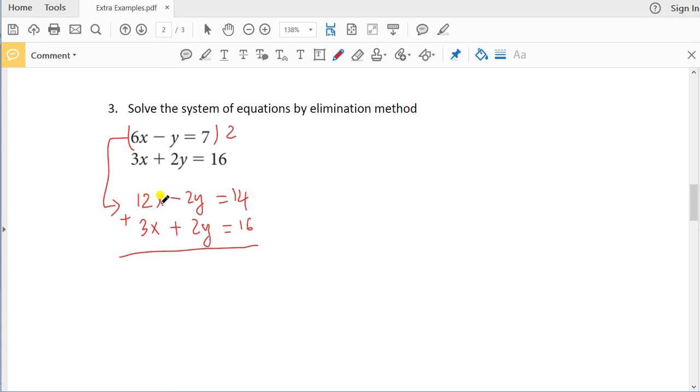Now we only have 12x plus 3x, or 15x, and that equals 16 plus 14, that is 30. And you can solve for x easily by dividing both sides by 15, or x equals 30 divided by 15, which is 2. Now, once you have the value for x, we can use any of the two equations in the system to solve for y. So let's pick the first equation out here.